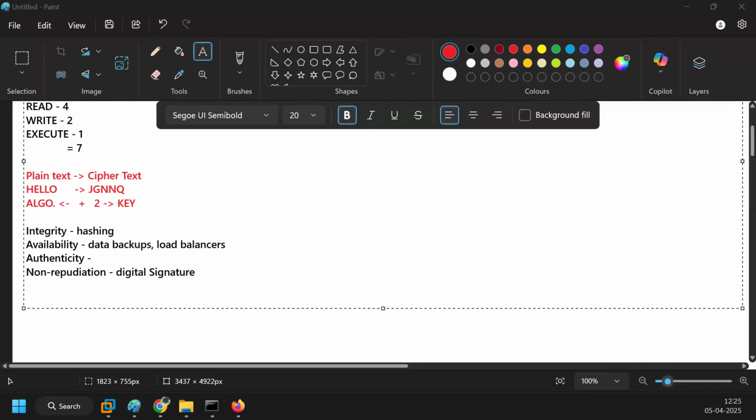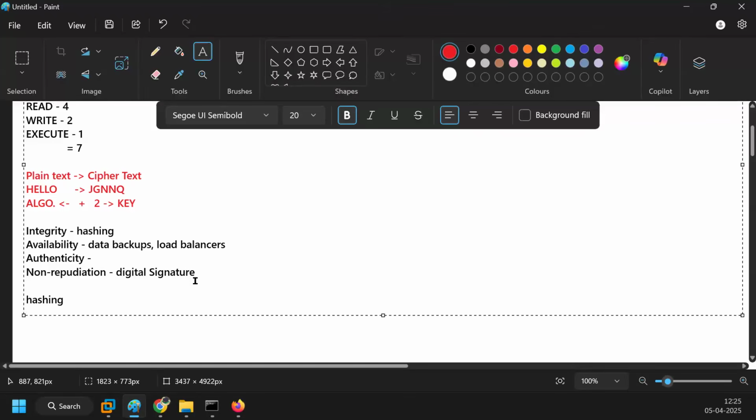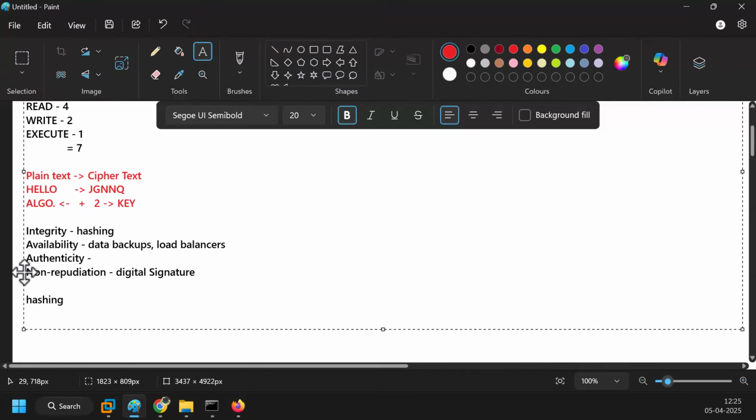Once I get access to my mail, I will be writing some message. While writing that message, I also ensure integrity. For that, I can use hashing to ensure that the message is not getting altered. Afterwards, I will be adding my digital signature on that particular mail.